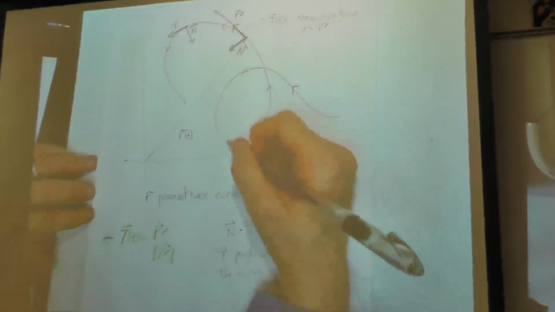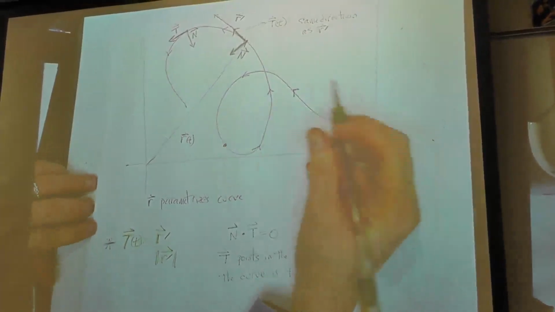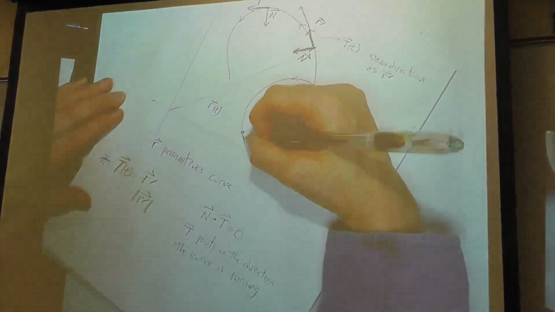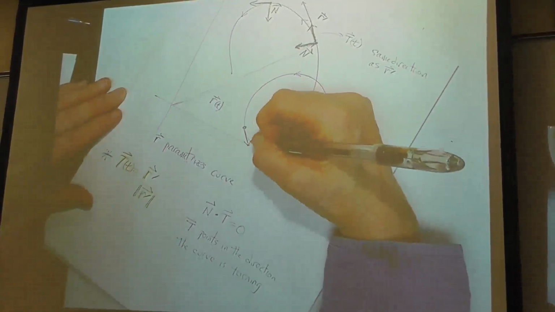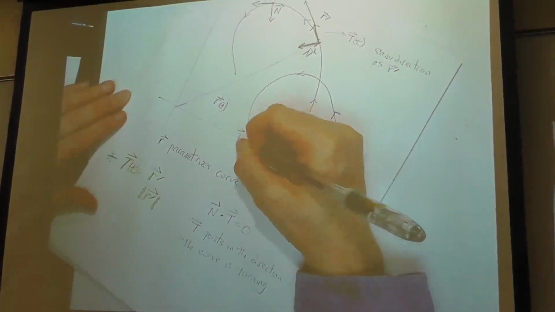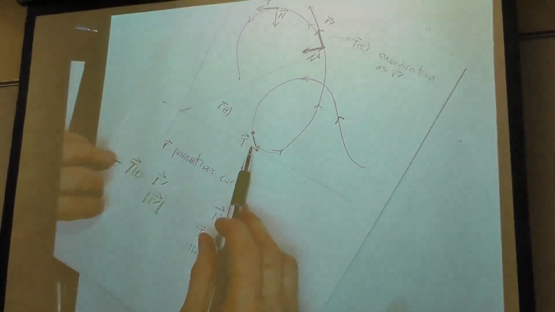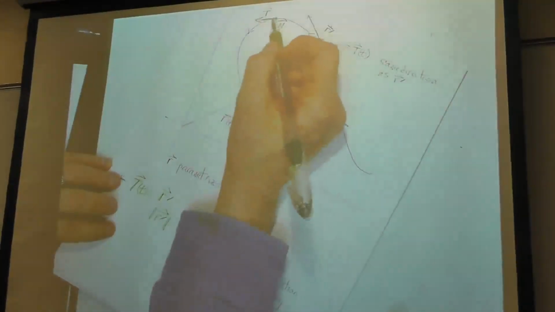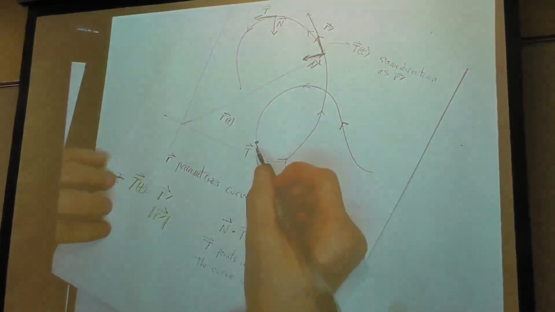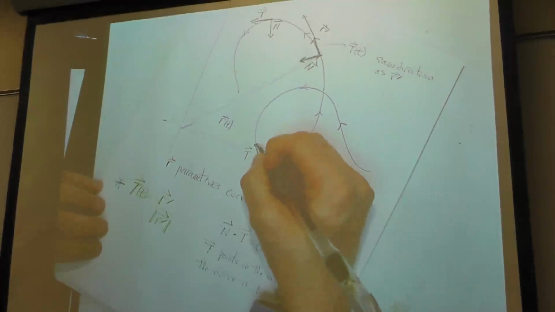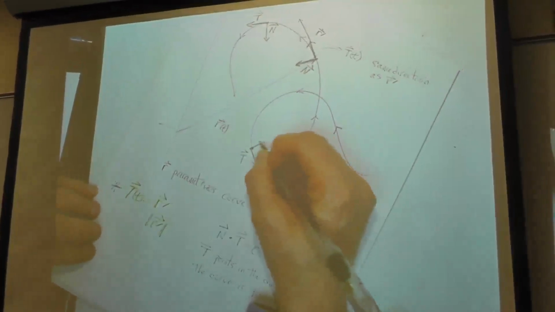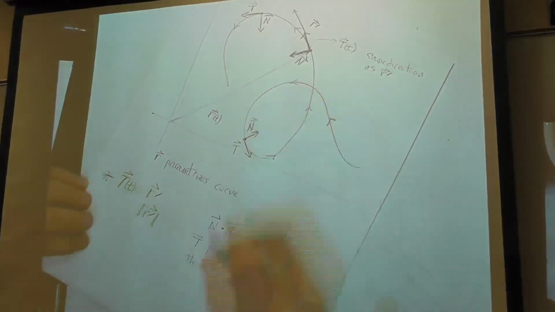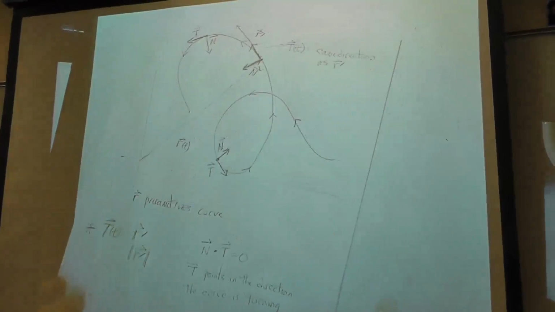So if I pick a point here, coming around this way, my T is tangential, and to the best of my ability to draw, I'm trying to keep these all the same length. Now R prime is going to vary. It might be really short here, it might be really long here, I don't really care. N is going to point this way. Okay?